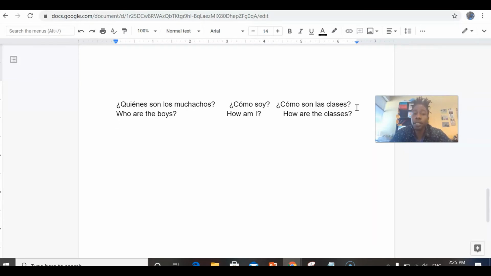So if we look at this question that says, ¿Quiénes son los muchachos? Who are the boys? Notice that this is already conjugated for the boys. So in order to answer the question, who are the boys? We're going to say the boys are. Where can you see how to say the boys? You can look right here. How do we figure out which verb matches the boys? Well, you can look right here. And that's the first part of your sentence when you're answering who are the boys.